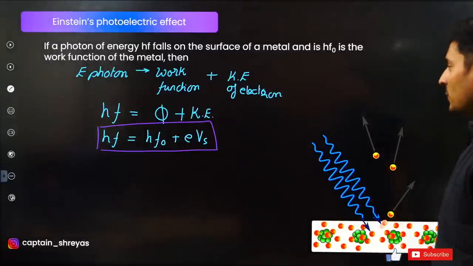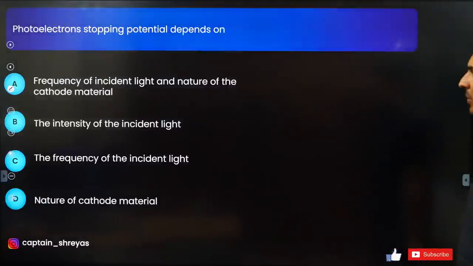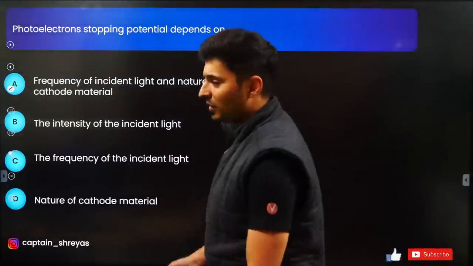Clear? Let's do some questions now. Photoelectron stopping potential depends on.